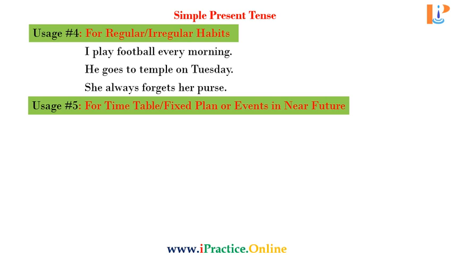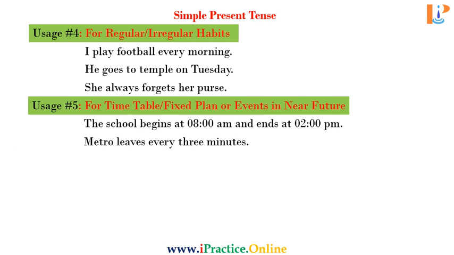For example, the school begins at 8 a.m. and ends at 2 p.m. So this is a schedule of a school. So that is fixed. So for this purpose we use simple present tense. Then we have, metro leaves every 3 minutes. Now this is a timetable of metro, right? So for this type of sentences we use simple present tense.